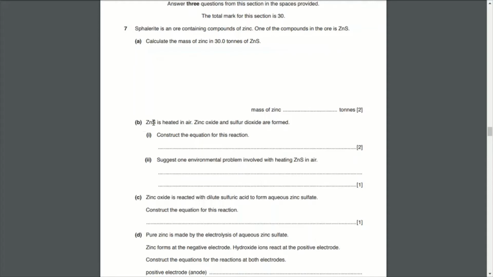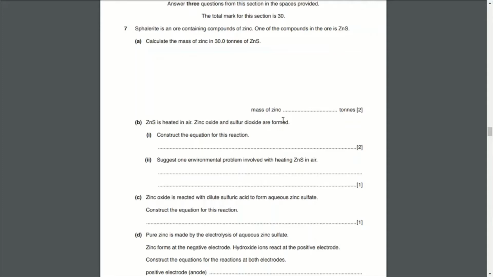Here it is given zinc sulfite is heated in air, then the second part of it is zinc oxide and sulfur dioxide are formed. First of all, in the equation, on the reactant side, it will be zinc sulfide plus O2. Make sure your symbols are correct, because for this you are going to get marks. This question is of 2 marks. 1 mark is for balancing and 1 mark is for the correct statement with correct symbols and everything correct in it.